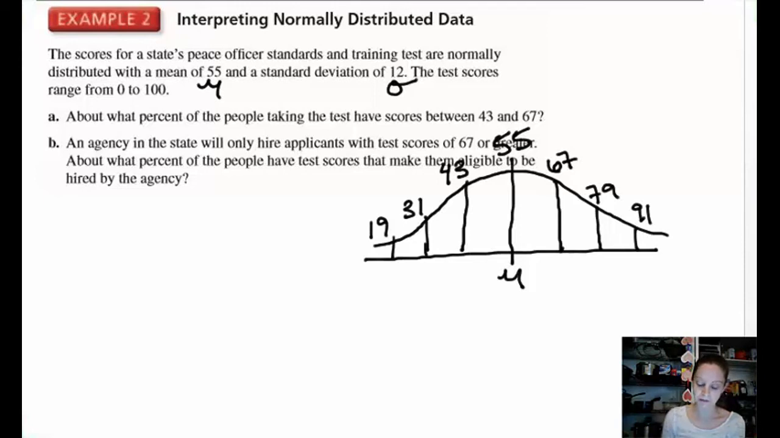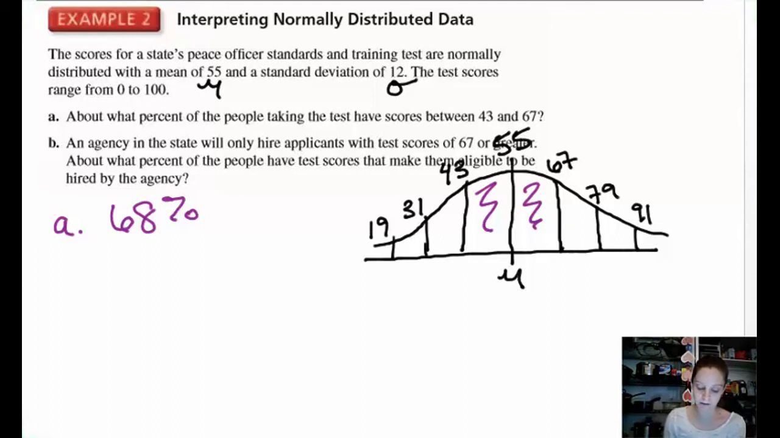Okay. About what percent of the people taking the test have scores between 43 and 67? Well, that is within one standard deviation of the mean, and that is 68% of the scores lie within one standard deviation of the mean. B, an agency in the state will only hire applicants with test scores of 67 or greater. About what percent of the people have test scores that make them eligible to be hired by the agency?